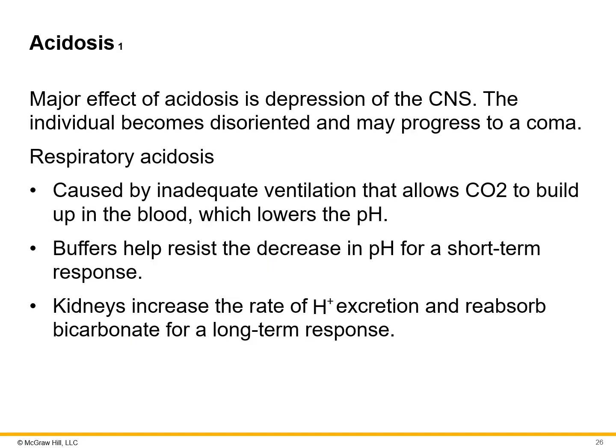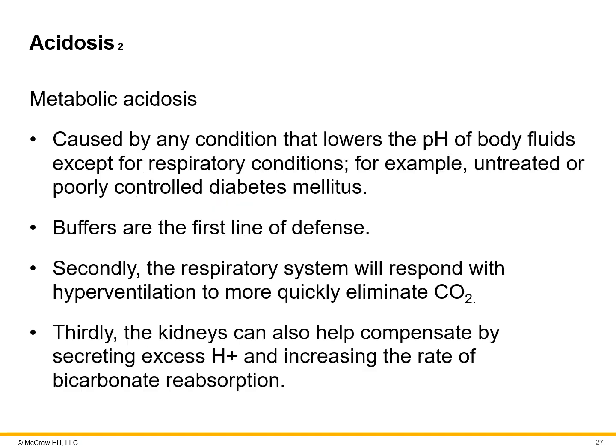So looking at acidosis, this is usually caused from depressing the central nervous system. So individuals become disoriented and can even progress to a coma. Respiratory acidosis is from inadequate ventilation, so hypoventilation. We have too much carbon dioxide building up that causes that carbonic acid and lowers the pH. Buffers help to reduce that over a short time, and kidneys help increase hydrogen ion excretion and increase reabsorption of bicarbonate over a long period to offset that.